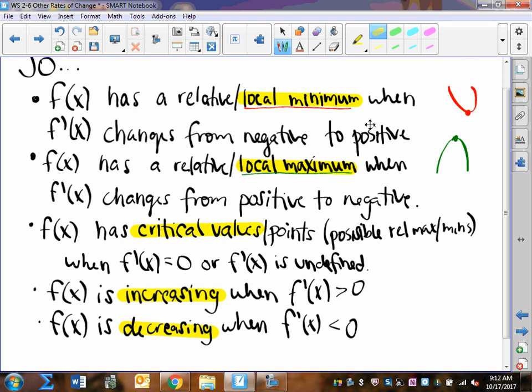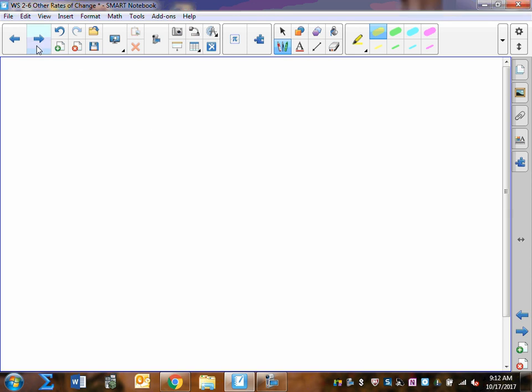Well, what allows us to organize our information with this is a number line test. And number line tests are recognized by AP. It is a tool to actually use to identify where your maxes and mins occur. So we're going to use a number line test to help us achieve this information. Okay, so let's go ahead and do an example in which we can use that number line test.